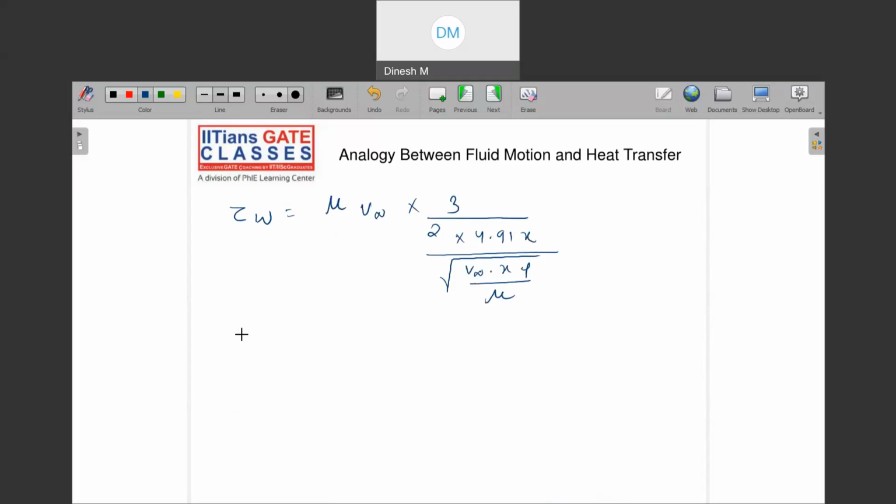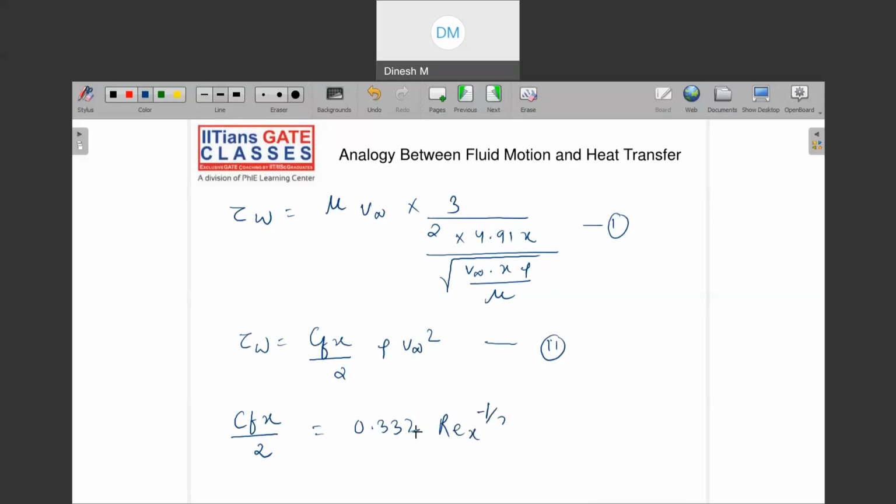And just now we have seen that tau w is equal to cfx upon 2 into rho into v infinity square. Okay, and then when you equate, let us say this is equation 2 and this is equation 1, and then when you equate these two, then what I am able to see is that my cfx upon 2 must be equal to 0.332 into Reynolds number to the power minus 1 by 2. So this is one relation.